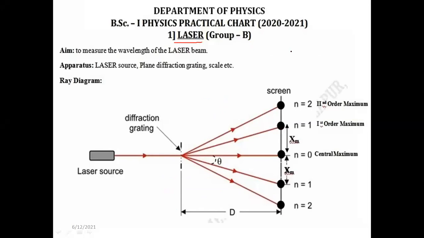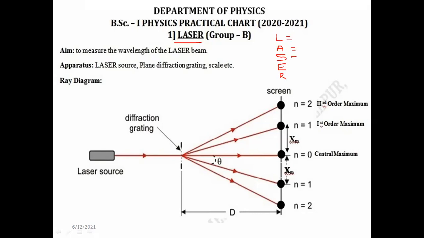Okay, do you remember the full form of laser? LASER, full form of laser. L stands for light, A stands for amplification, S stands for stimulated, E stands for emission, and R stands for radiation. That is light amplification by stimulated emission of radiation.